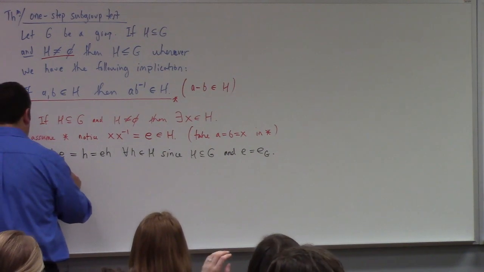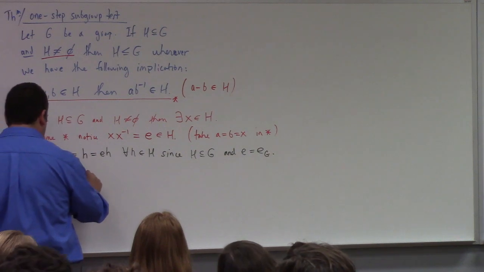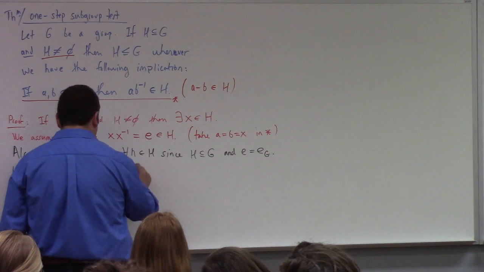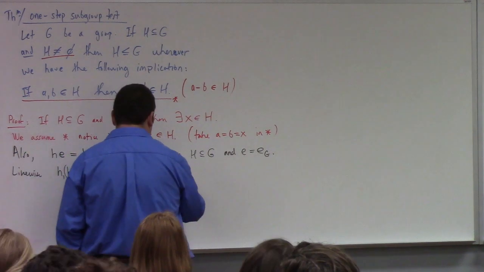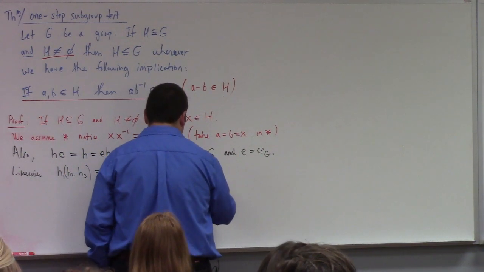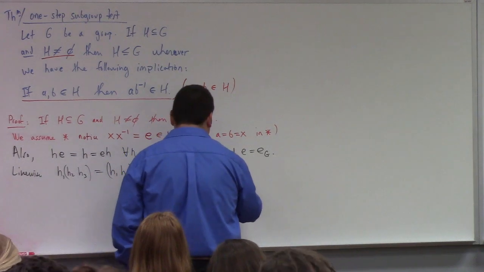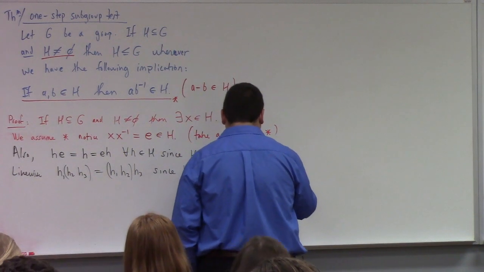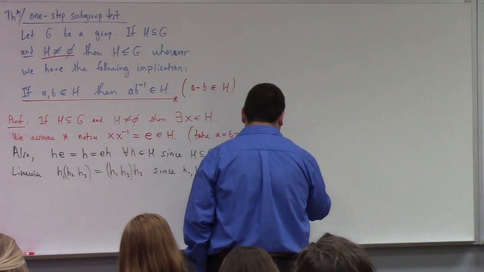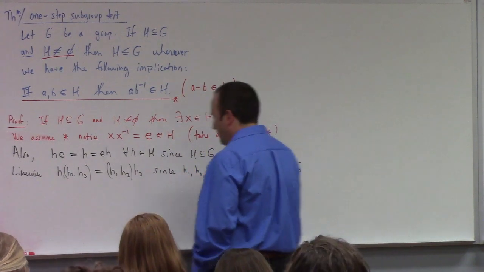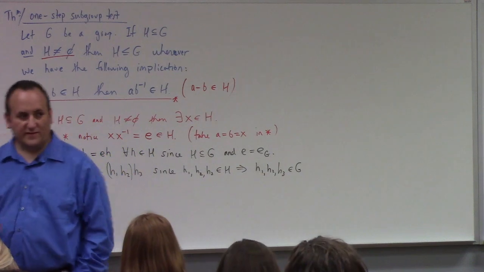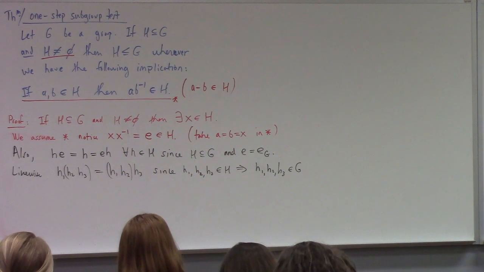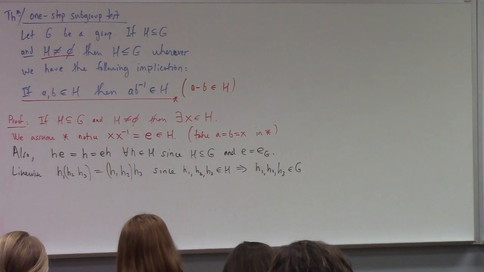If we have H1, H2, H3, then (H1 H2) H3 is equal to H1 (H2 H3), since H1, H2, H3 in H implies that H1, H2, H3 are also where? In G, right? Because H is a subset of G, which means everything that's true for elements of G is also true for elements of H.